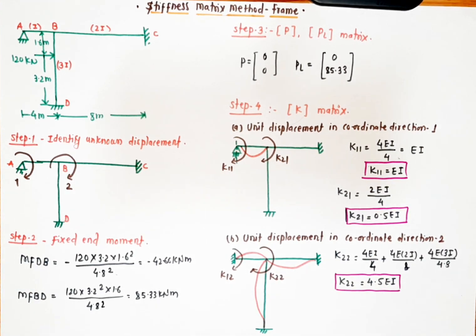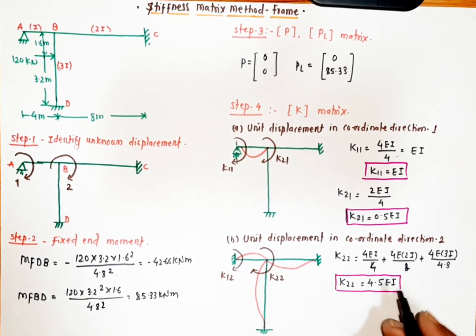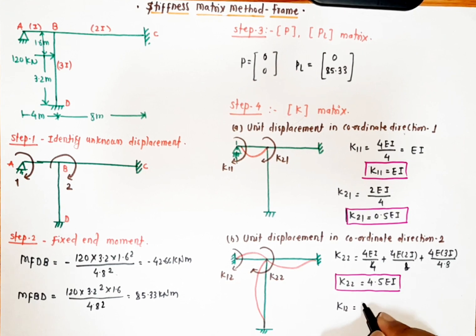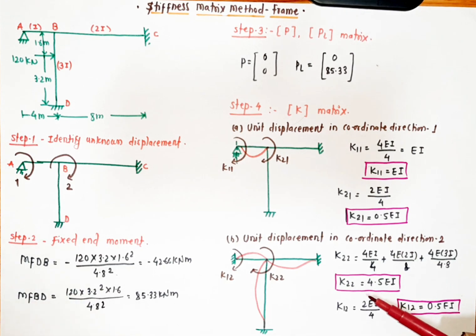Now next we will calculate K12 also. K12, the effect is only for AB. Therefore K12 is equal to twice of EI divided by L, which is 4. So ultimately our K12 is equal to 0.5 EI. So we calculated the stiffness matrix, which is a 2 by 2 matrix having the values K11, K12, K21 and K22.